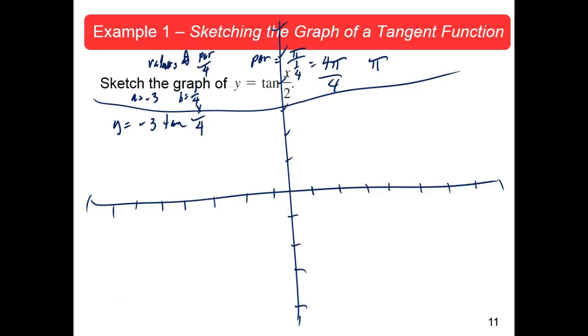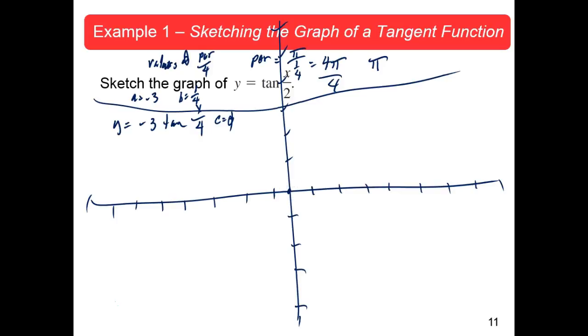Now, what's your C? What's your C? Don't see a C. So therefore it's 0. That means your phase shift is 0. That means we're going to start at the origin where we expect to start with tangent. So this is the tangent function. Okay? So we know we'll be here.